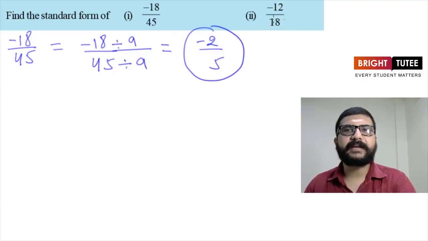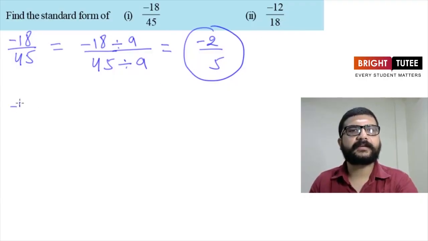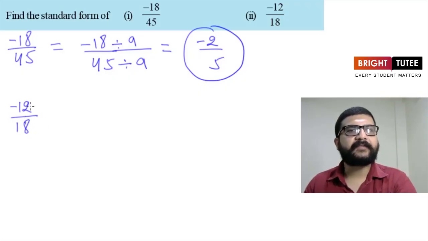Now let's see the second number. It is minus 12 upon 18. Here the denominator is a positive integer, that is fine. And what are the common factors between 12 and 18? Do we have any common factor other than 1? Yes, we have. 2 is a common factor between both of them. 3 is also a common factor and 6 is also a common factor. So let's divide both numerator and denominator by 6. Or what we can do, first we can divide them by 2 and then by 3. By that also we will get the standard form. But here let's divide both numerator and denominator by 6.